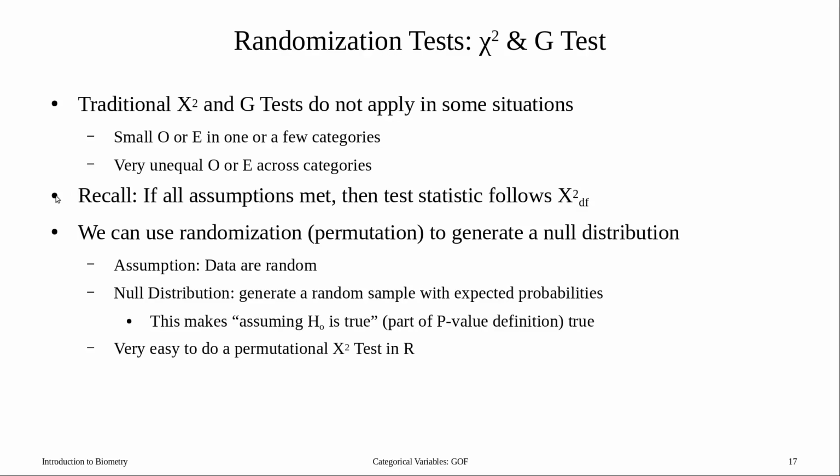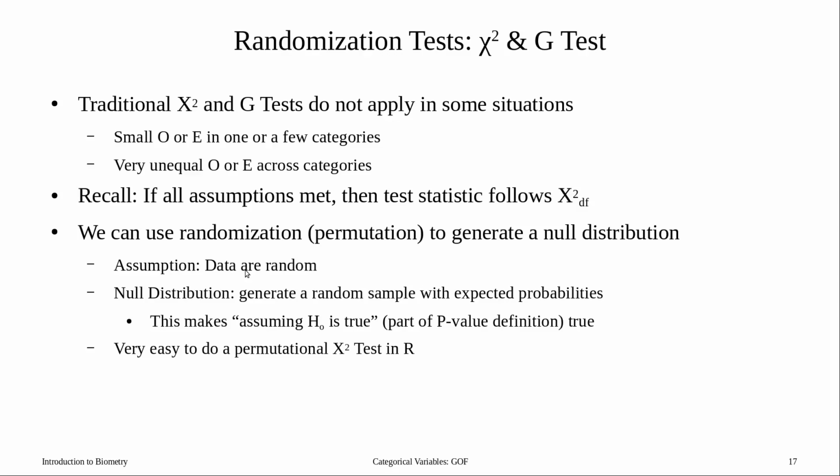So as an intro, just recall that if all of our assumptions are met, then our test statistic, be it a chi-square or a g, should follow a chi-square distribution. As these situations appear in our data, then we will start to deviate from the chi-square. We can fix that by running a randomization test, which basically generates our own null distribution of the test statistics. So it'll generate a null distribution of the chi-square, it'll generate a null distribution of the g itself. The assumption of this test is that our data are random and independent.